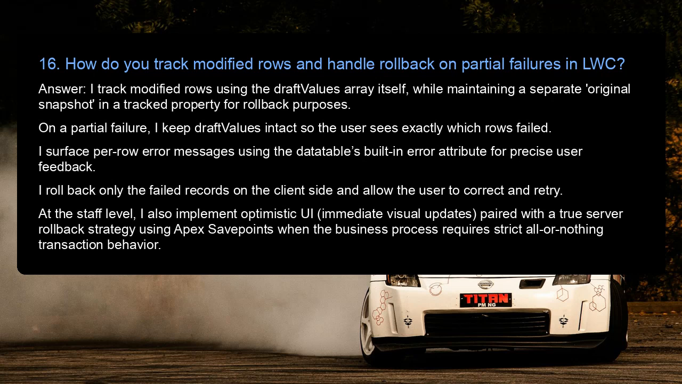16. How do you track modified rows and handle rollback on partial failures in LWC? Answer: I track modified rows using the draft values array itself, while maintaining a separate original snapshot and a @track property for rollback purposes. On a partial failure, I keep draft values intact so the user sees exactly which rows failed. I surface per-row error messages using the data table's built-in error attribute for precise user feedback. I roll back only the failed records on the client side and allow the user to correct and retry.